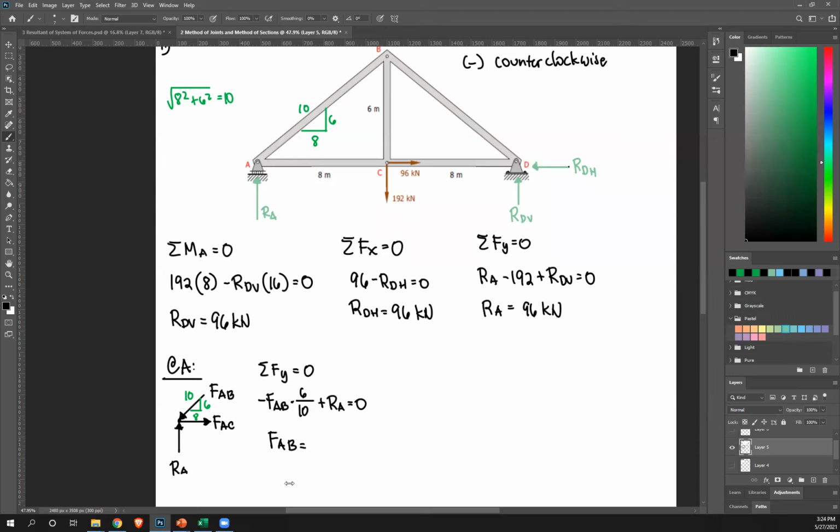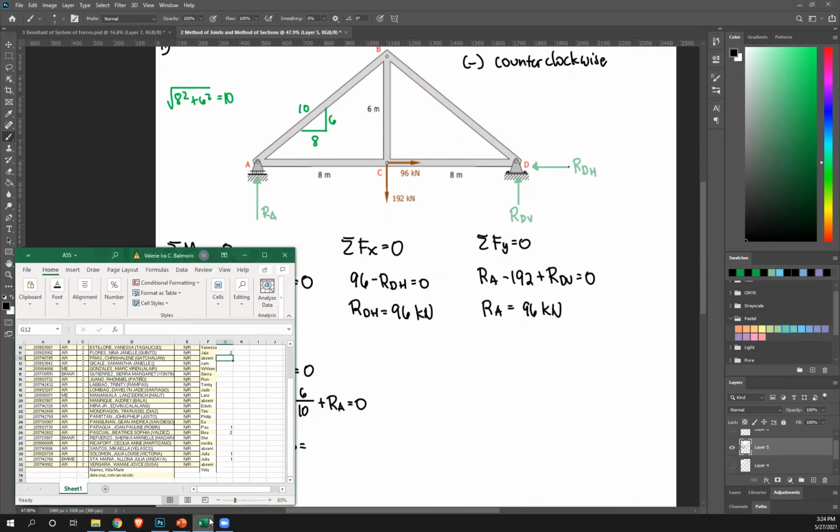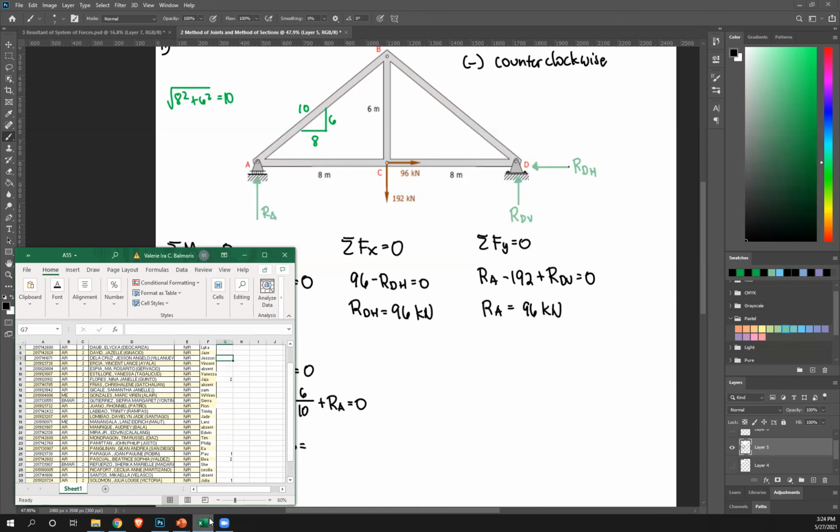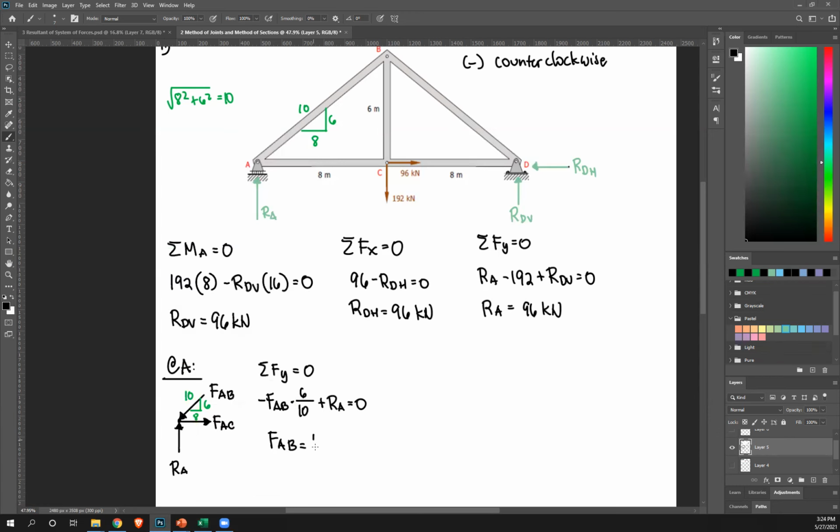Correct, Jason and Jade, De La Cruz, and Longito. Jade, Longito. It's 160. 160 kilonewtons.